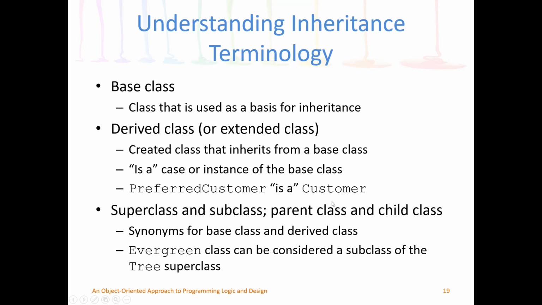Also, it is a case or instance of a base class. What that basically says is preferred customer is a customer. Every preferred customer is a customer, but not every customer is a preferred customer. So we go from the general customer to the more specific preferred customer. And here they just show evergreen class can be considered a subclass of the tree superclass. Or you would call evergreen class a child class of the parent class tree.